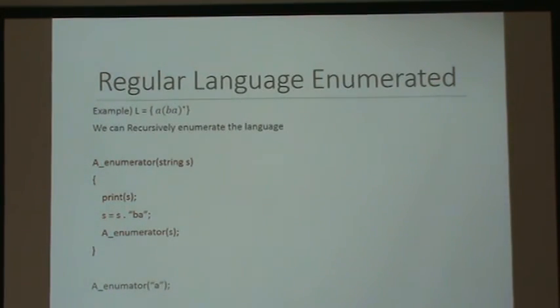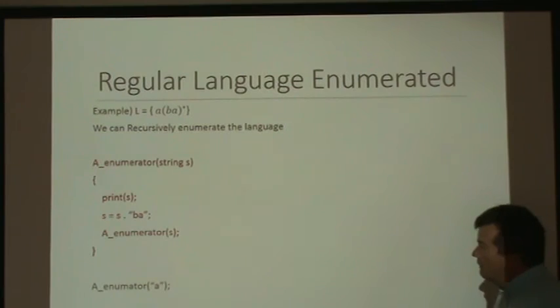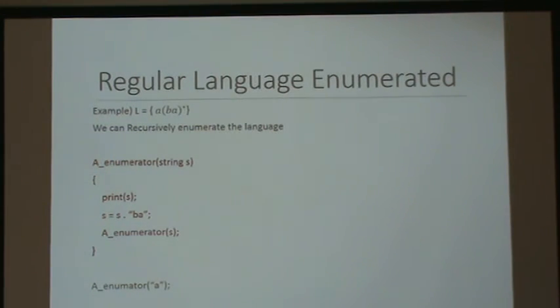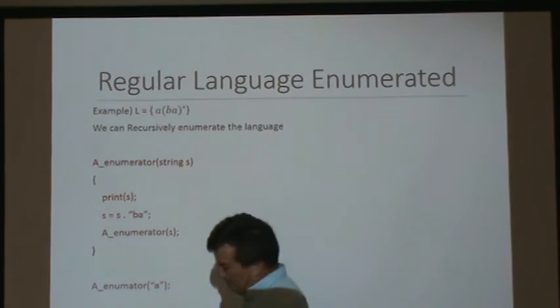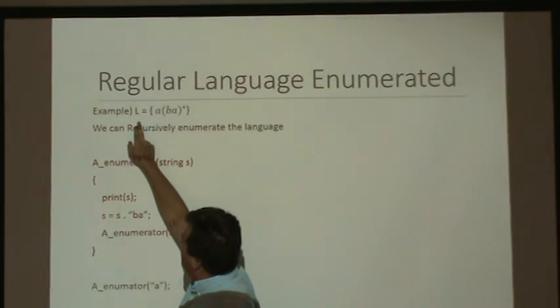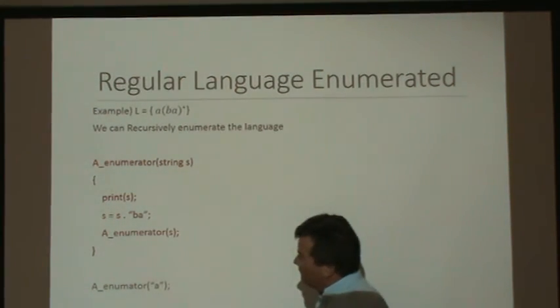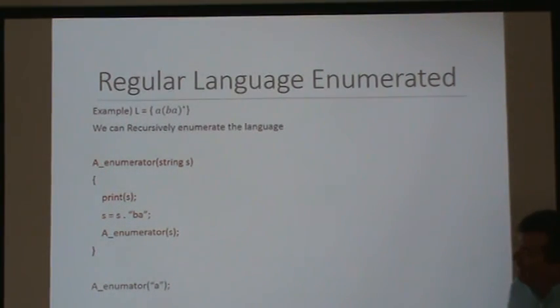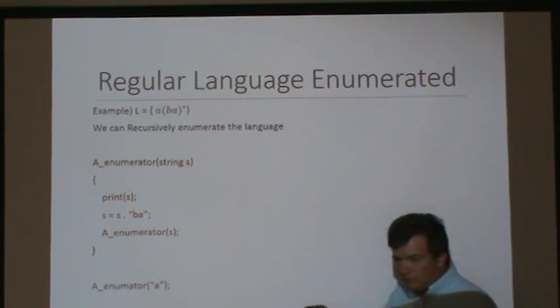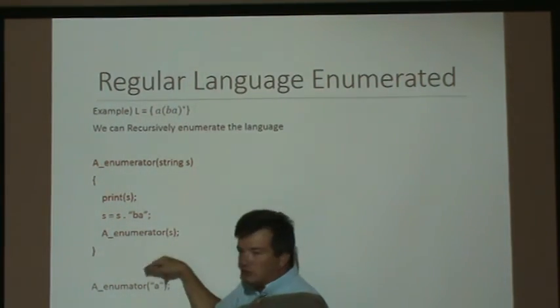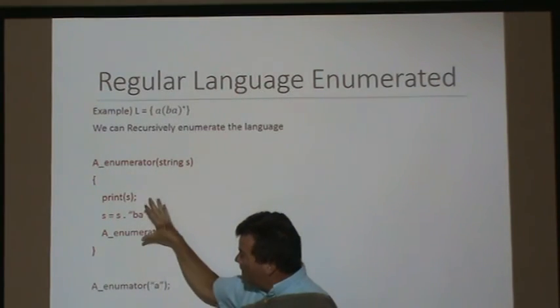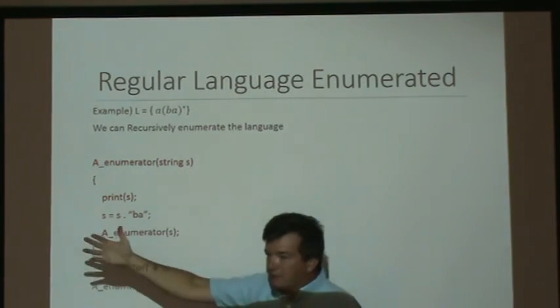Okay. Then the idea, this will come up a little bit later on, but the idea of enumerating a language. Suppose, for example, we have the same language. So we have the language L, which is an A followed by a string of BAs. We could write a recursive function. A recursive function is a function that makes a call to itself. And we could write code that can print out the entire language.